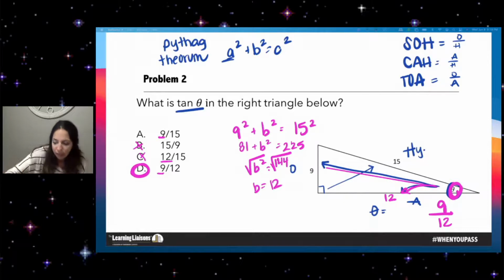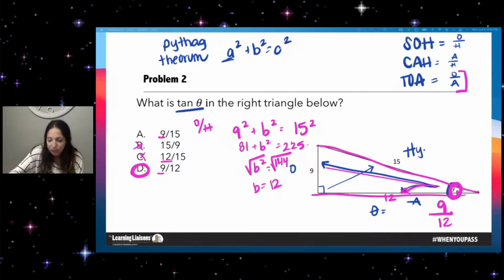Then I know it's opposite over adjacent, and this is opposite over hypotenuse, and this side cannot be equal to this side if this is a right triangle, because the hypotenuse can never be equal to one of the other sides. The legs can be equal to each other, but the hypotenuse cannot be equal to them. So D is my answer without doing any math.